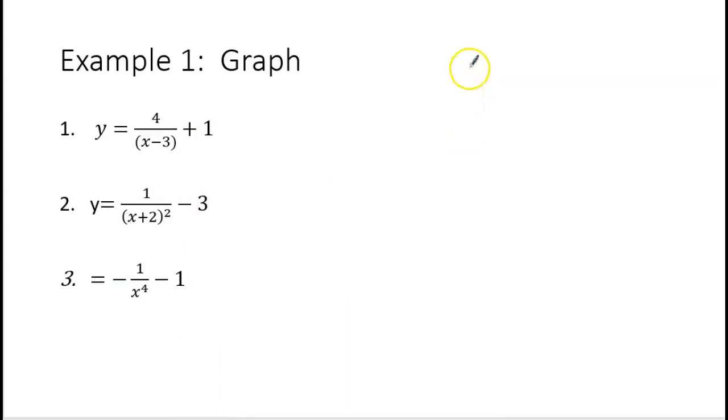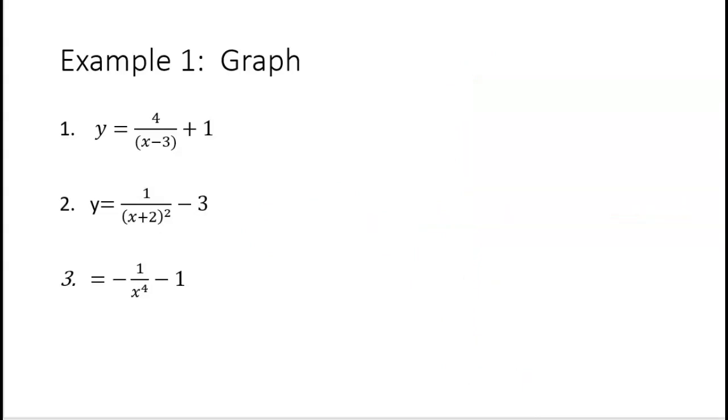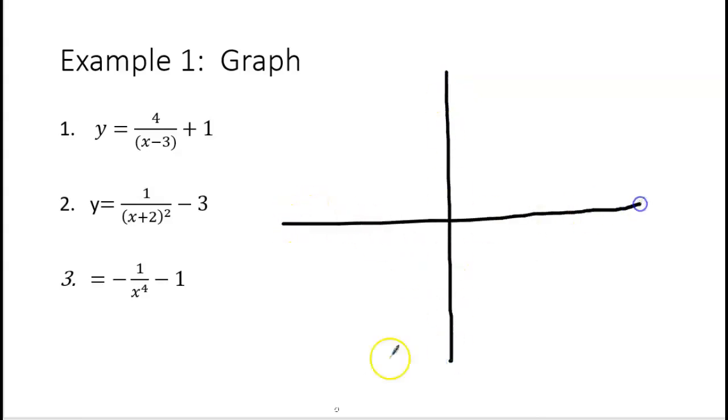Number 2. All right. So what is the vertical asymptote for this function? Vertical asymptote is the opposite of whatever number is next to the x. So in this case, my vertical asymptote is going to be -2. And so I'm going to draw a vertical line at -2 on the x-axis.